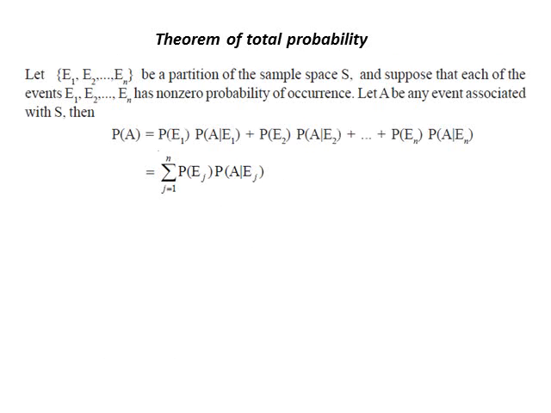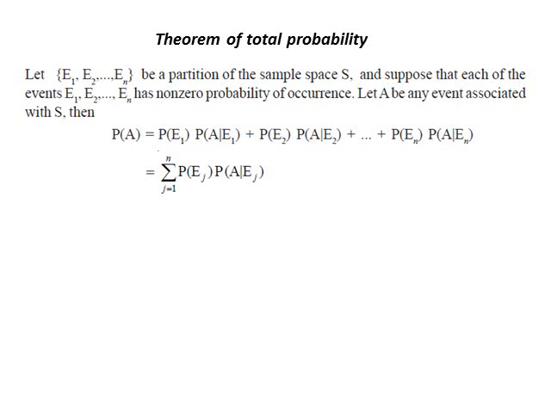Now, theorem of total probability. Let E1, E2 and so on En be a partition of the sample space S. It means E1, E2 and so on En are pairwise disjoint and their union is equals to sample space S. Also, probability of each event is non-zero.